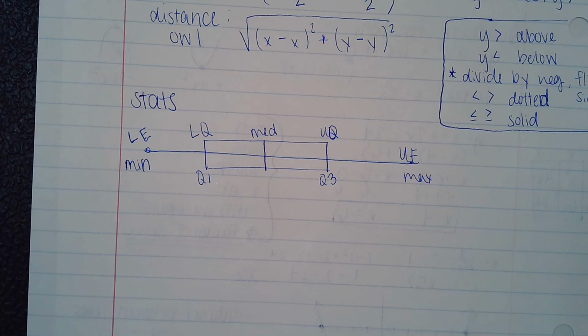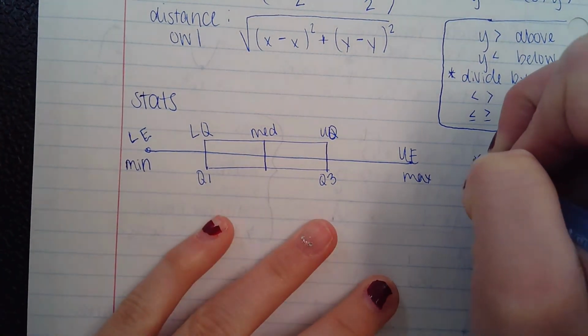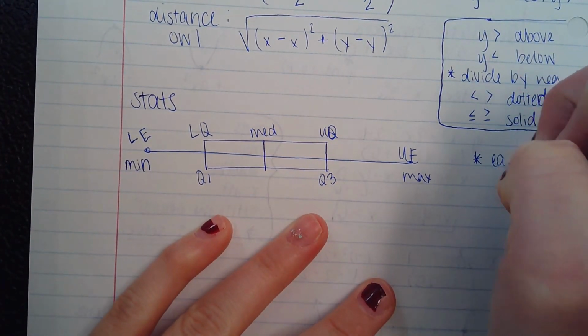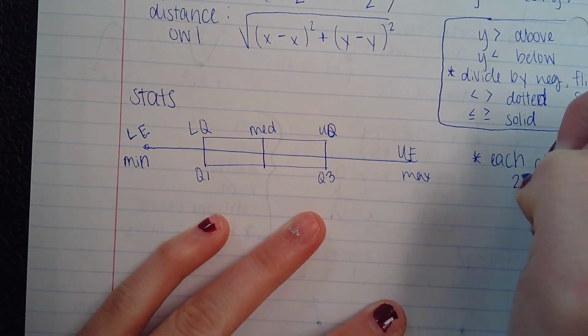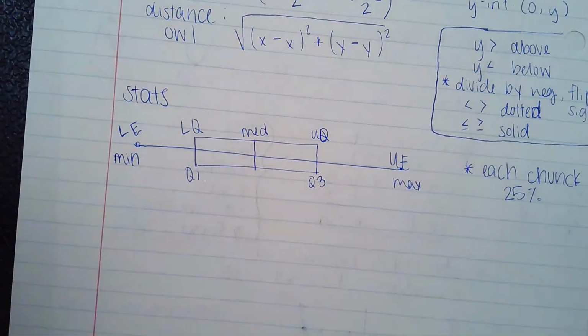Each chunk, do you remember what percentage each section is worth? 25%, because it's split into 4. So that just makes sense, right? 100 split into 4 has got to be 25%. So I want you to jot that down. Each chunk is 25%.